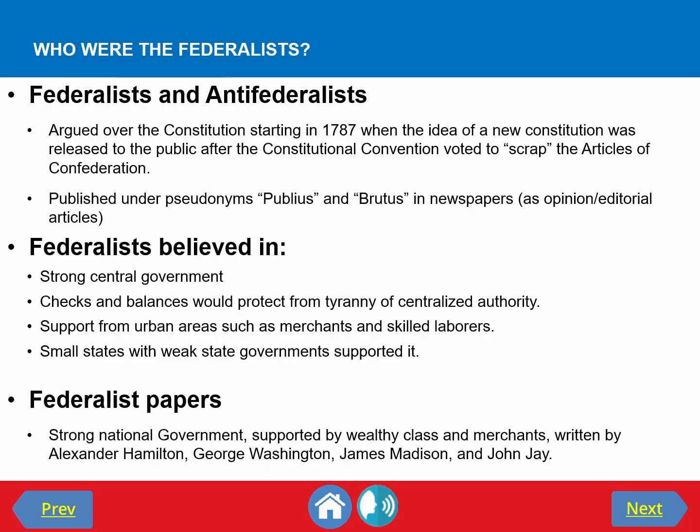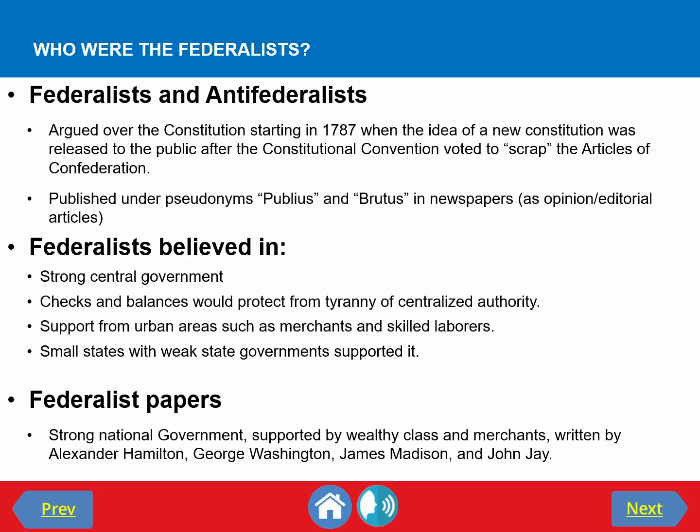During the debate over whether or not the Constitution should be adopted, 2 groups quickly formed and began to publish their reasons for and against the Constitution in a series of weekly op-ed pieces in local newspapers. The Federalists, those in support of the Constitution, and Anti-Federalists, those who opposed adopting the Constitution, argued throughout 1787, when the idea of a new Constitution was released to the public after the Constitutional Convention voted to scrap the Articles of Confederation. Published under pseudonyms Publius, for the Federalists, and Brutus, for the Anti-Federalists.